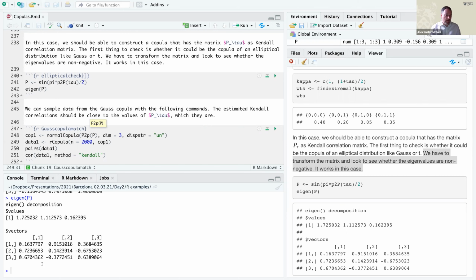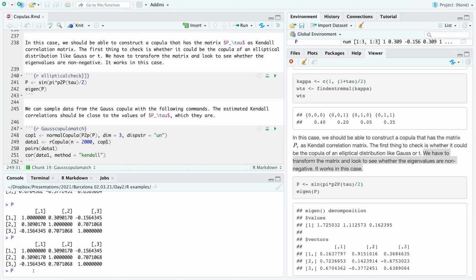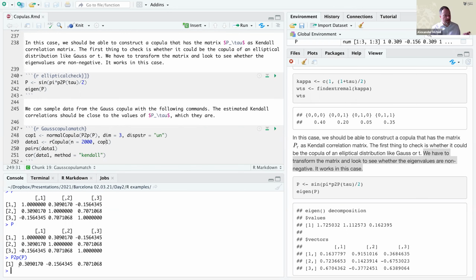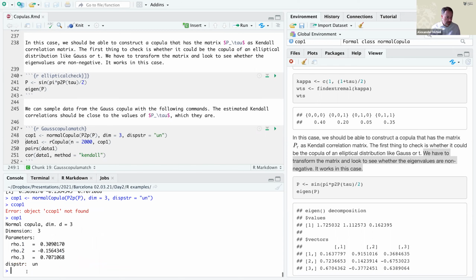The way it's done, I now have P, but in order to simulate it, there are too many parameters in there. So I use the opposite function. It's called P to P. I start with a big one, and I reduce it to the off-diagonal elements. So this gives you 0.3, minus 0.15, 0.7. And that's what goes into the constructor function. The dimension is 3. Don't worry about the final argument, that's not so important. So here, cop1, I have a normal copula, dimension 3, and those are the parameters.